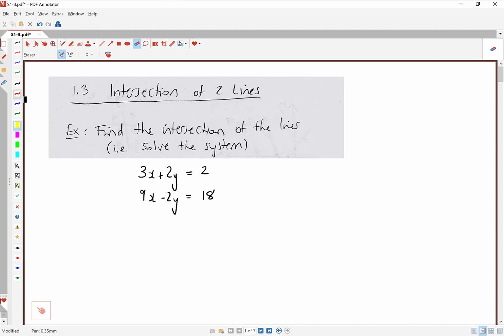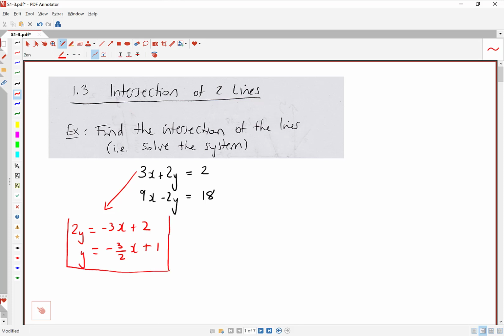What we're going to do is look at each equation one by one, and solve for y in each equation. So let's start with the top equation. If we started to solve for y, we'd say 2y equals negative 3x plus 2, and then we could divide through by 2. Say y is negative 3/2 x plus 1. So that's our first equation where we solve for y.